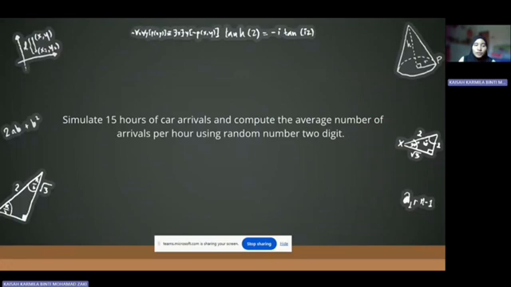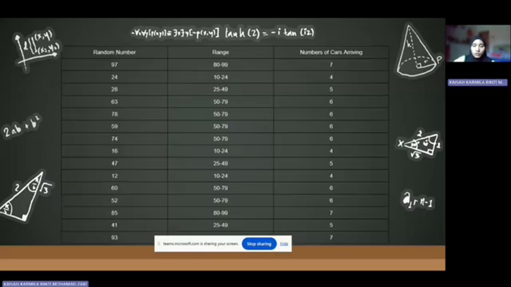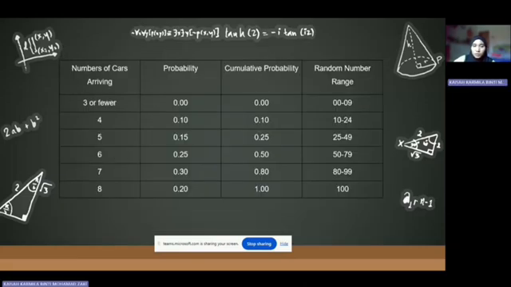The question is to simulate 15 hours of car arrivals and compute the average number of arrivals per hour using 2-digit random numbers. So we need to make a table which consists of the number of cars arriving, the probability, the cumulative probability and the random number range. So we have the number of cars arriving, which is 3, 4, 5, 6, 7 and 8. And next we have the 15 random numbers here with the range and also the number of cars arriving based on the previous slide.